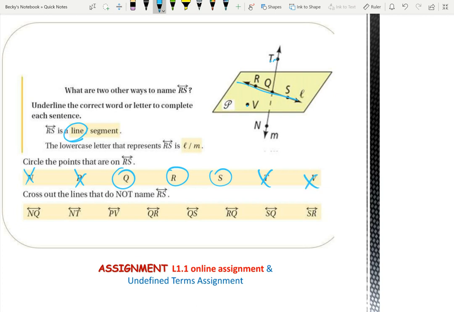Cross out the lines that do not name RS. So NQ, no. NT, no. PV, no. QR, yes. QS, yes. RQ, yes. SQ, yes. RSR, yes. Hope I did all that right. Okay.